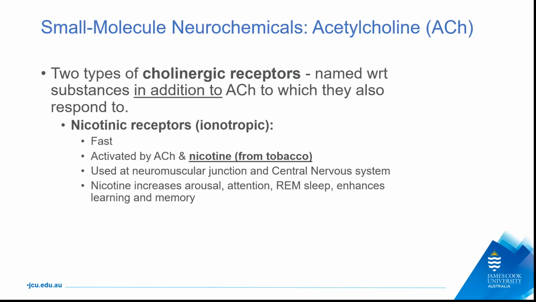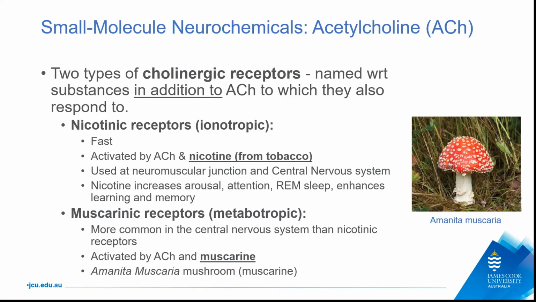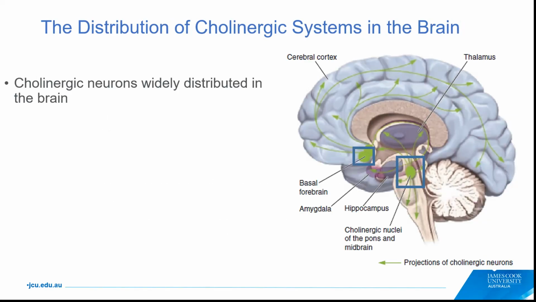Nicotine, we all know what it's good for. From tobacco, it increases arousal, attention, and REM sleep, rapid eye movement, which we'll talk about later. It enhances learning and memory, so it's actually quite a good thing to have. And muscarinic receptors are a slower kind of receptor. This is metabotropic. It's much more common in the central nervous system than nicotinic receptors, activated by both ACH and muscarine, which refers to the mushroom Amanita muscaria. This is a poisonous mushroom. A very interesting fact to know.